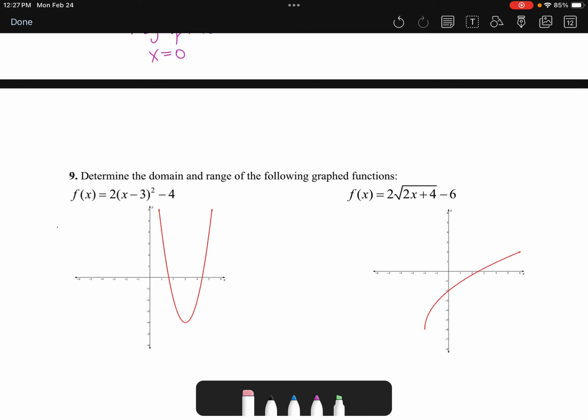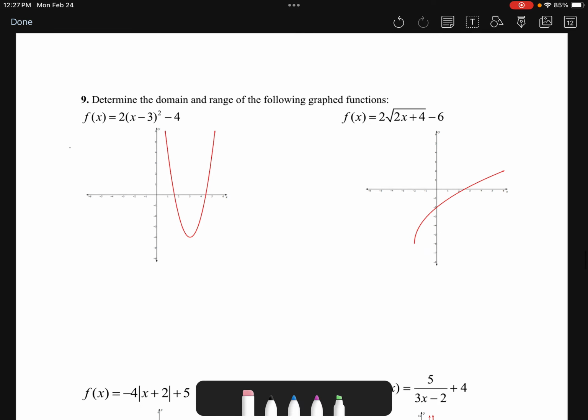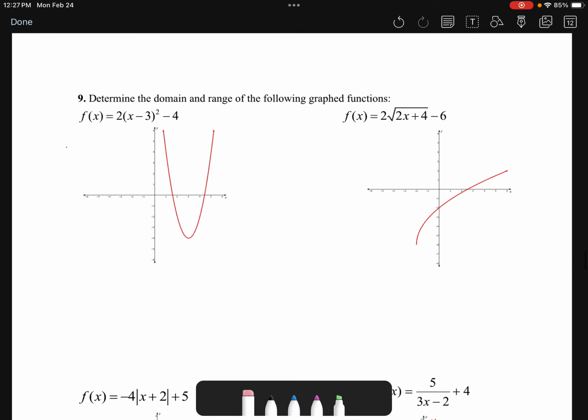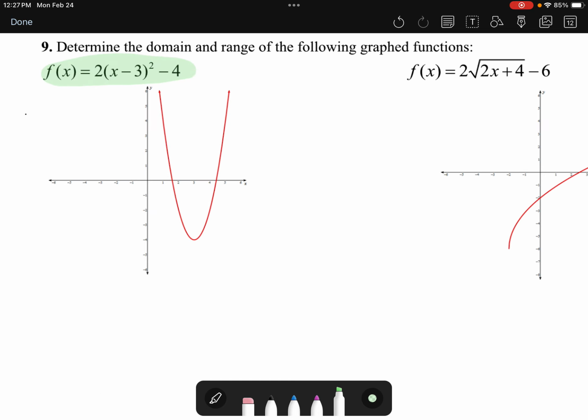Okay, so now that we're on page 13, let's go through these. It asks us to determine the domain and range for the following graphed functions. Now this is pretty simple because the graph is given. Down the road, we won't be giving you the graph and we'll just give you the equation. But for now, we can use our graph to determine what the domain and range are, which is super helpful.